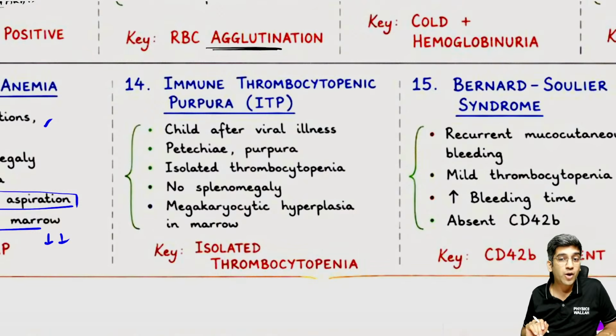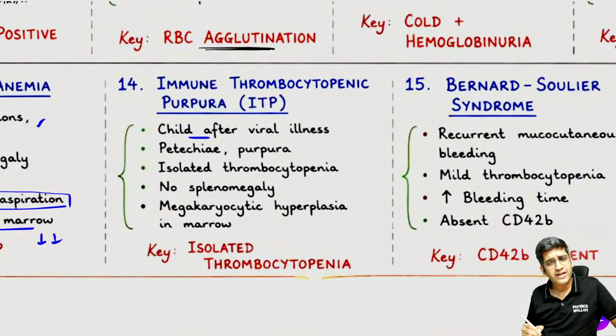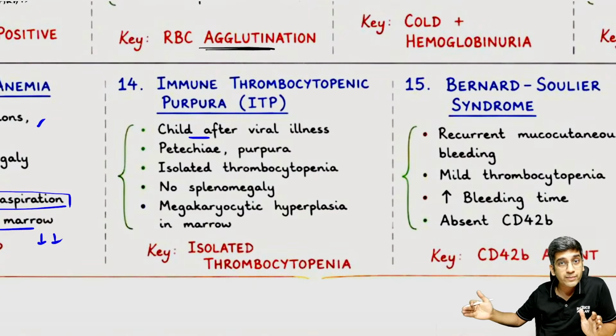ITP is much more common than hemophilia, fine? ITP, a child can have ITP, at the same time a middle-aged person can have ITP. Post-viral, post-dengue, it's also considered to be an ITP only, right? It's self-limiting, right? Acute ITP. Women who are prone to autoimmune disorders also have ITP. That's a chronic ITP, right?